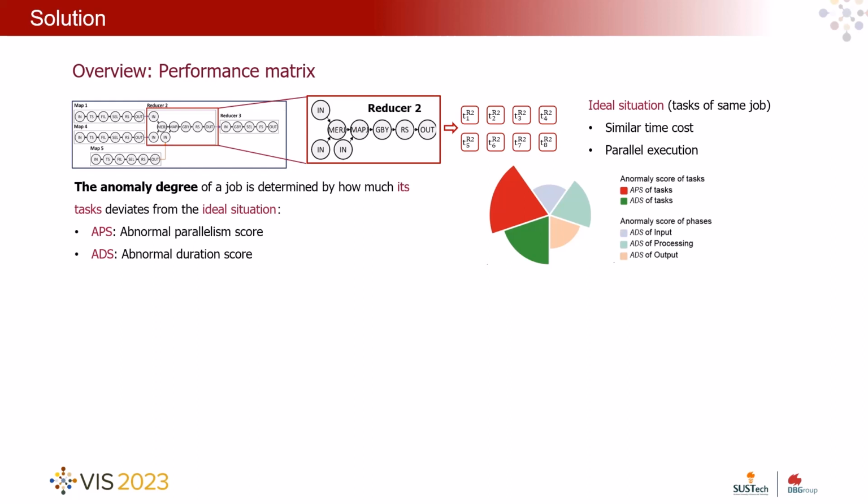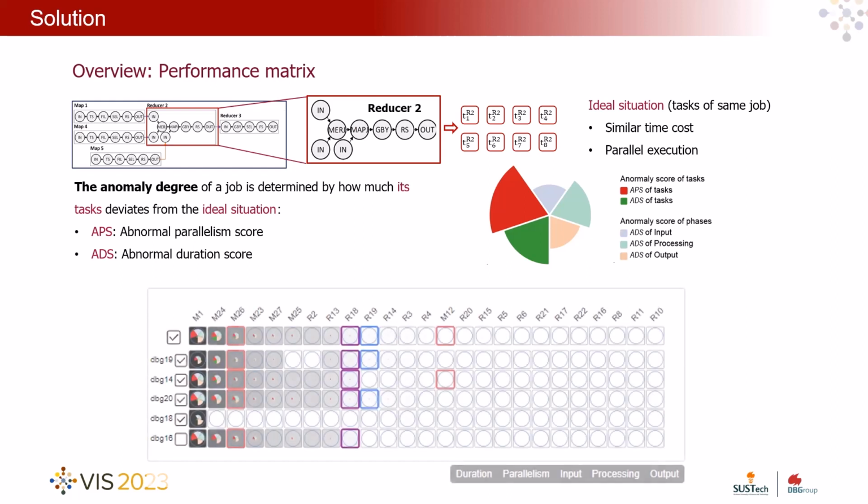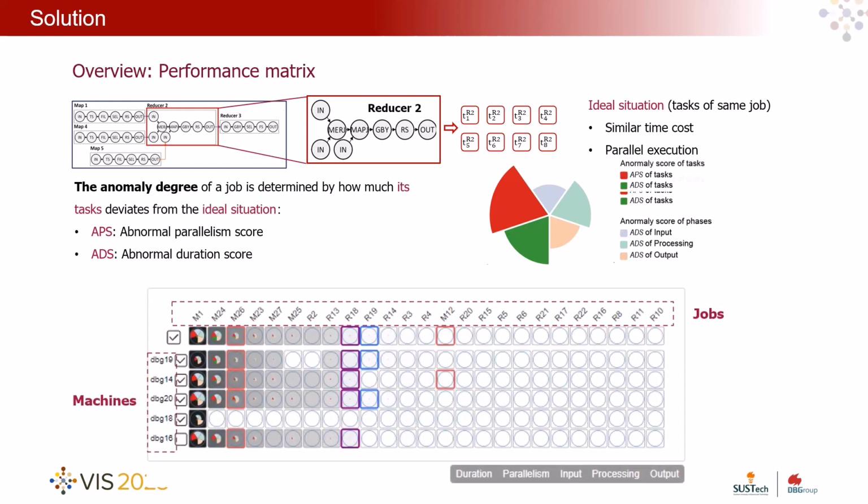In this chart, we use red and green sectors to denote APS and ADS values for tasks, while the remaining three colors represent ADS for different task phases. Furthermore, we have devised a performance matrix that features jobs as columns and machines as rows. This matrix provides a clear overview, enabling users to identify which job is experiencing abnormal execution on which machine.